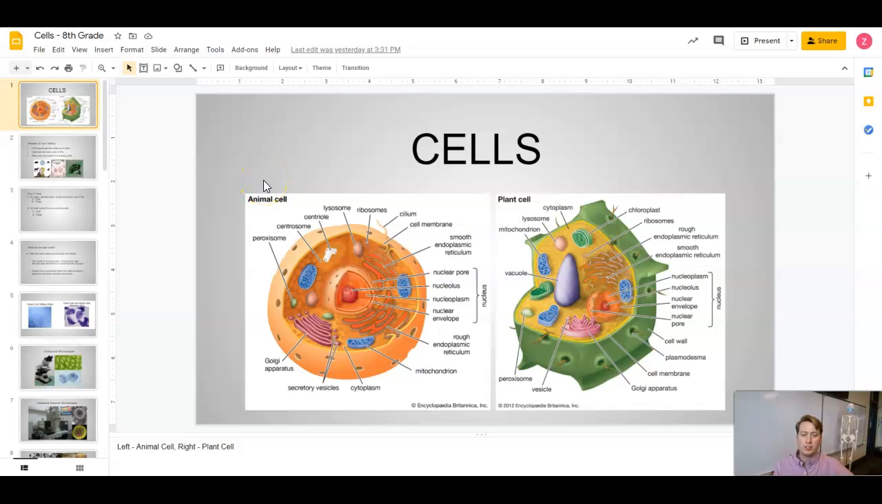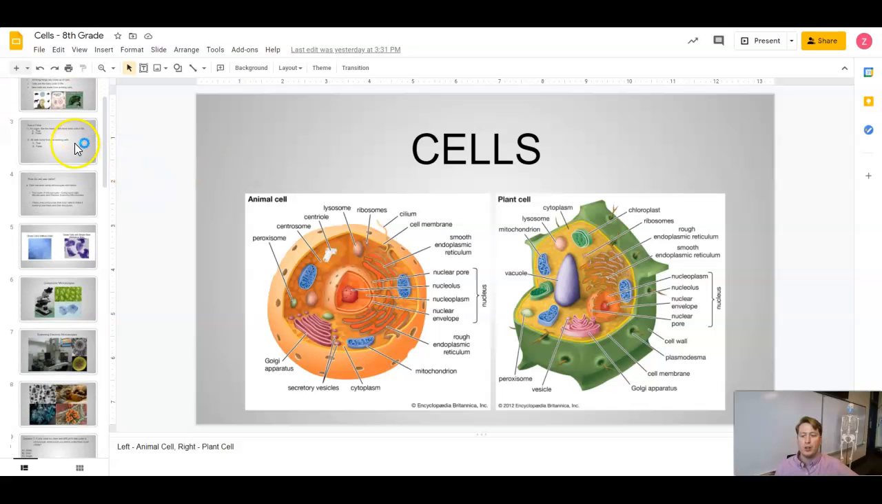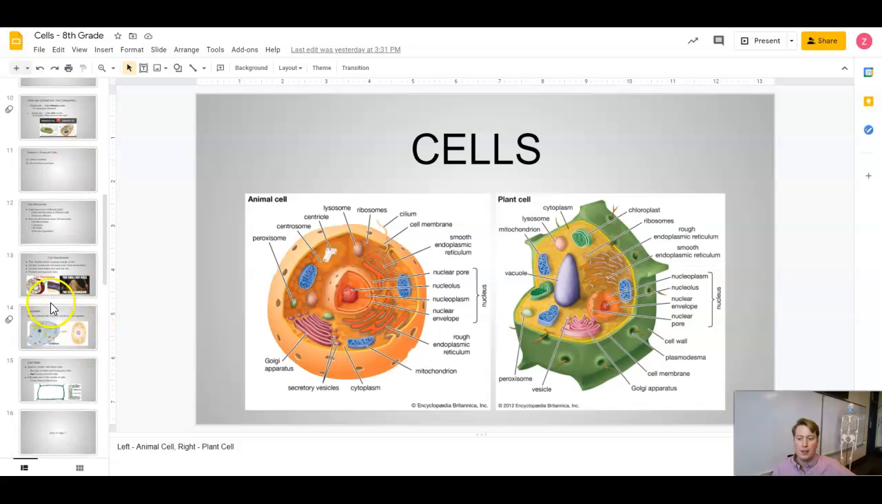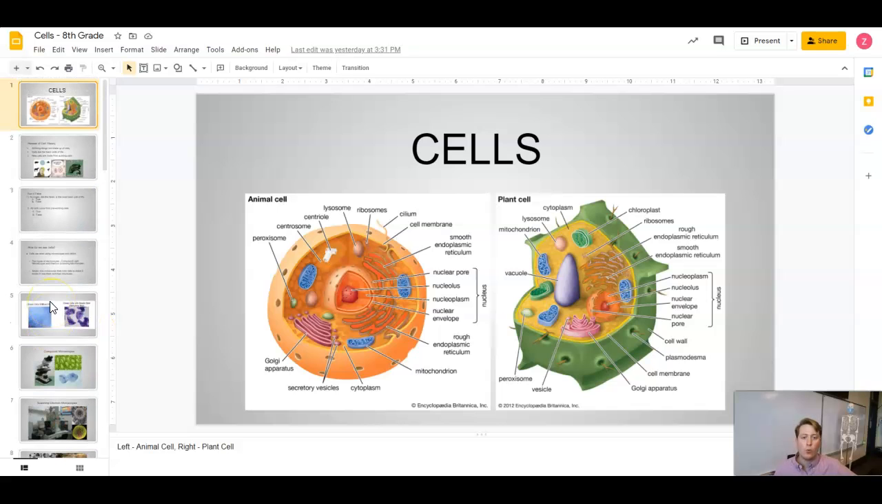Now that we've introduced the cell theory, we're going to go into more detail about cells. Today we're going to be going through slides 1 through 16 of this PowerPoint, and you're going to be answering questions along with the puzzle.